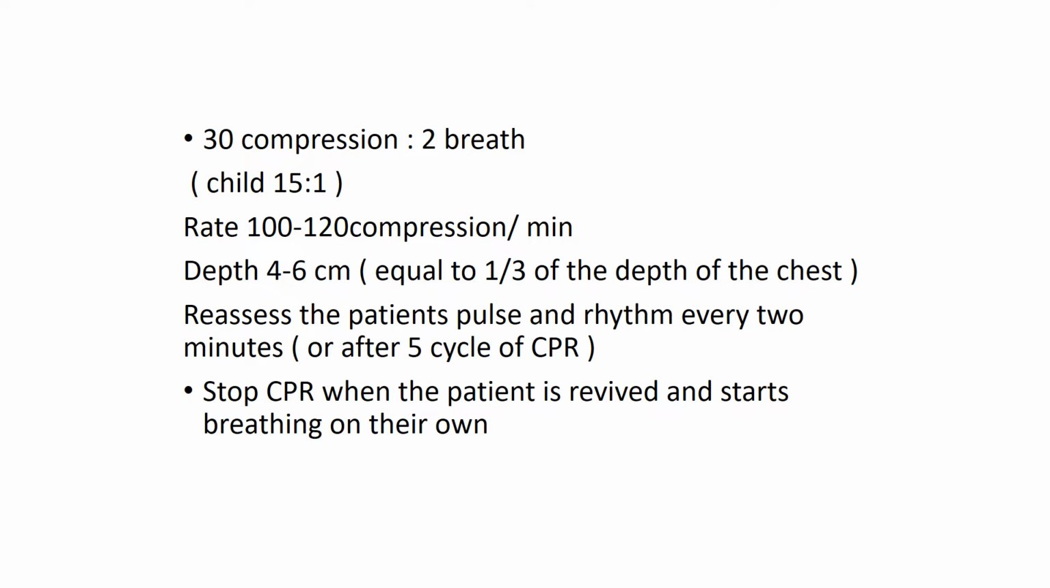With 30 compressions, we should be giving 2 artificial breaths. So 30 to 2 for adults, and for children, we give 15 to 1. The rate of compression of the chest is 100 to 120 per minute. And again, the depth of the compression is about 4 to 6 centimeters. We need to reassess the patient's pulse and rhythm every 2 minutes or after 5 cycles of CPR. Stop the CPR when the patient is revived and starts breathing on their own.